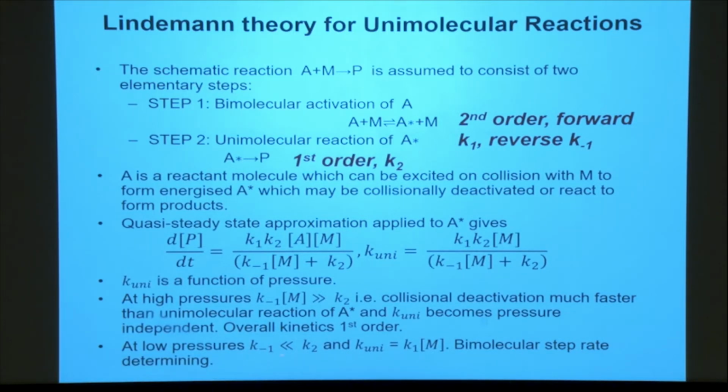At low pressures, we have the opposite situation. So in this case, k-1[M] is going to be much smaller than k2. So then the k2s will cancel, and we have a bimolecular step, which is rate determining. Okay, so this is why we have different orders of reaction at high and low pressures.